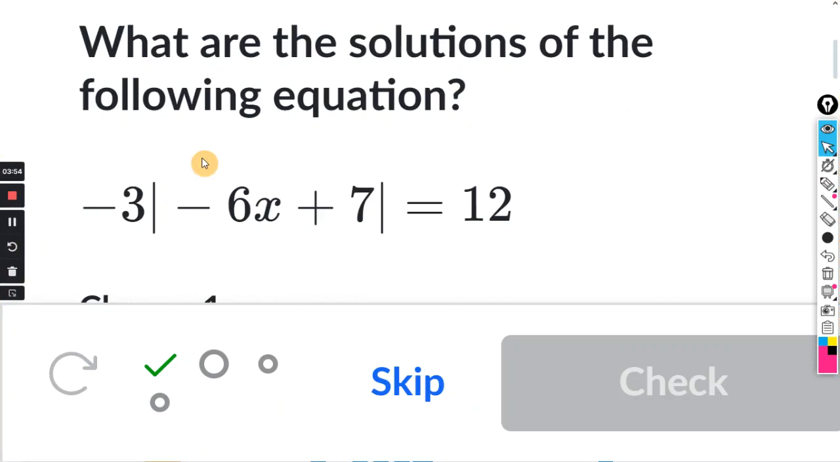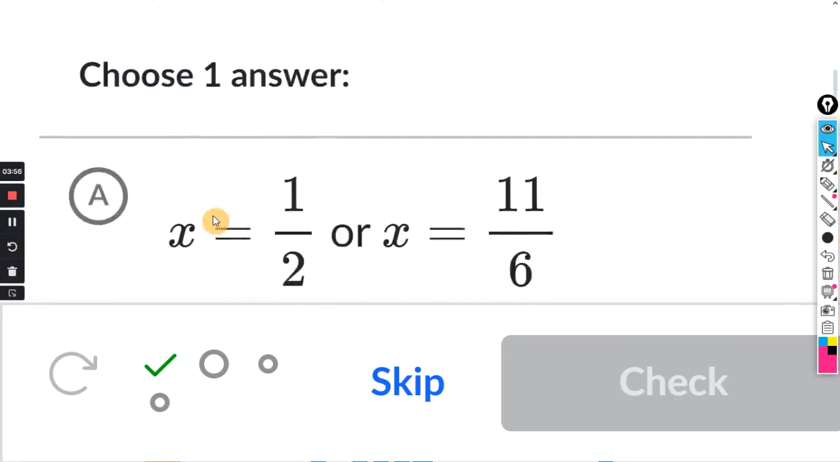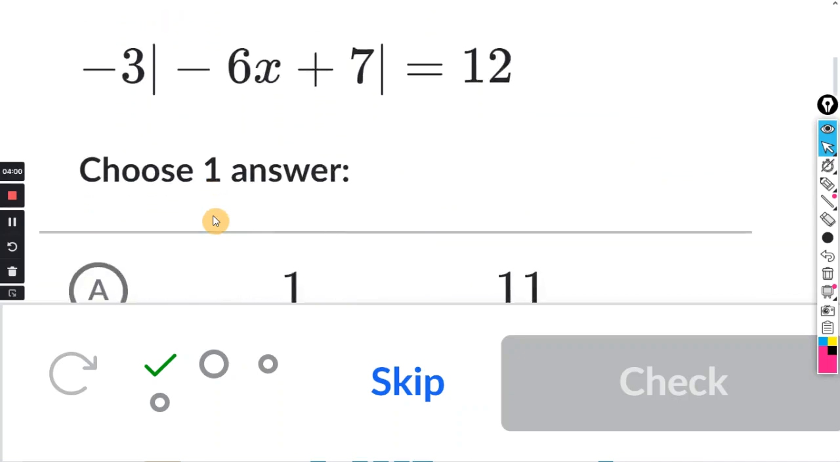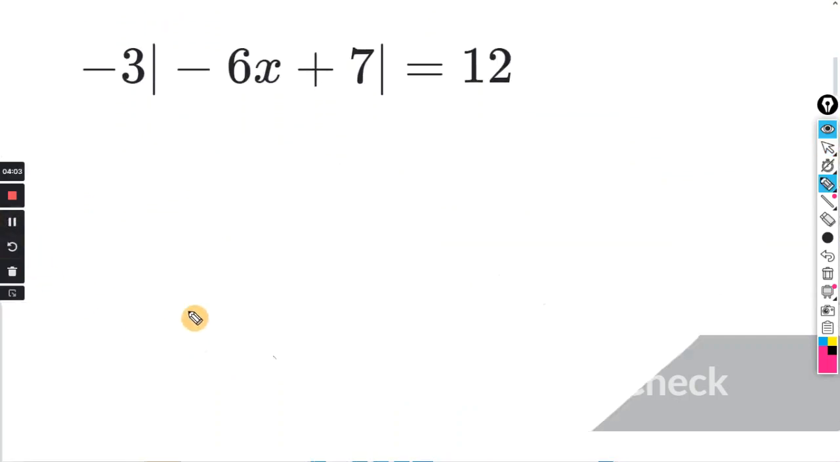What are the solutions to the following equation? And all the answers are x equals, so we're solving for x. Even though we're solving for x, we first want to solve for whatever is in the absolute value bars. We want to get the absolute value by itself on one side of the equal sign.